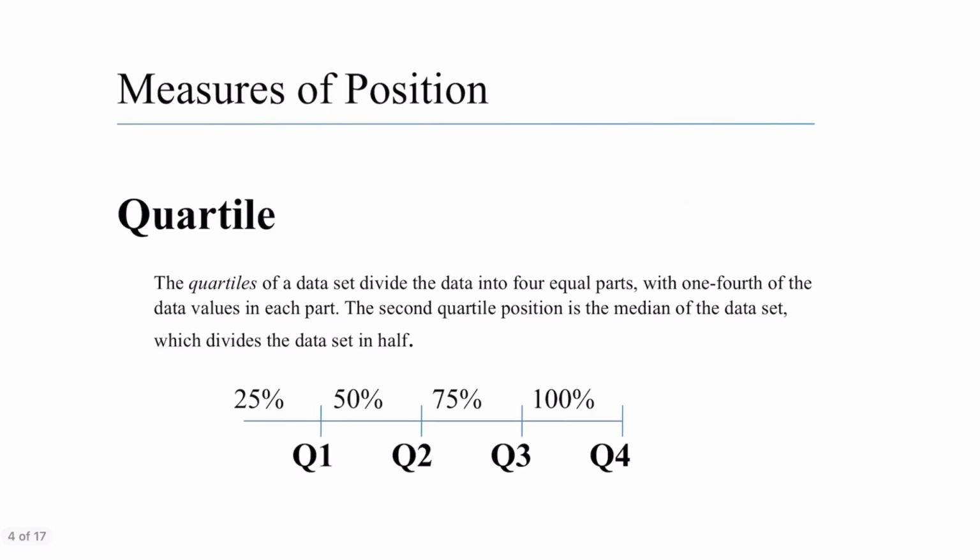Take note, class, that there are actually three measures of position: quartile, decile, and percentile. Let's start with quartile. The quartiles of a dataset divide the data into four equal parts, with 1/4 of the data values in each part. The second quartile position is the median of the dataset, which divides the dataset into half.